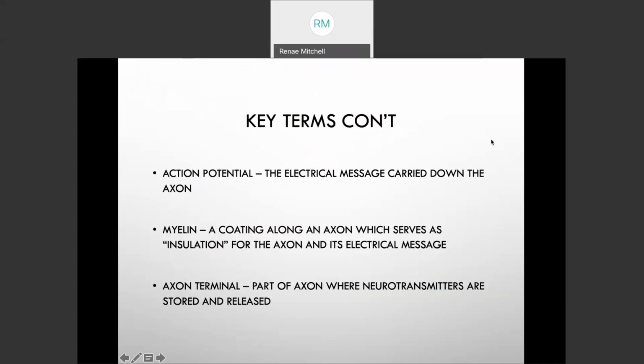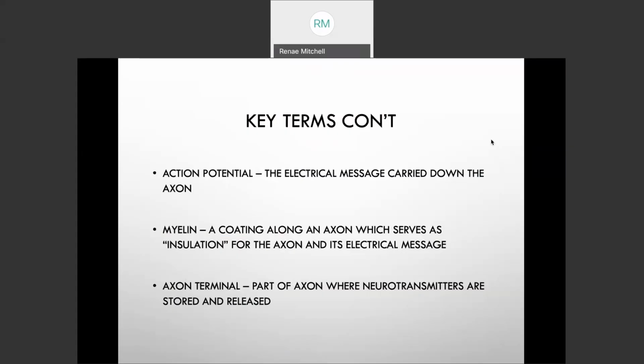Some other key terms related to neurons and neurotransmission. You have the action potential. This is another name for that electrical message that's being carried down the axon, the long tube that's carrying the message within a single neuron. And to facilitate that transmission of the electrical signal is the myelin sheath. This is a coating along the axon, which serves as insulation for the electrical message.